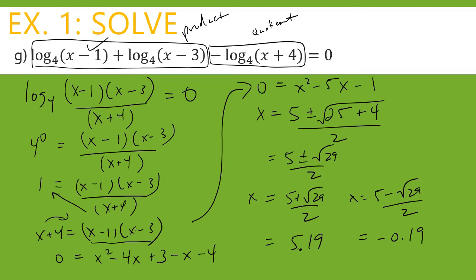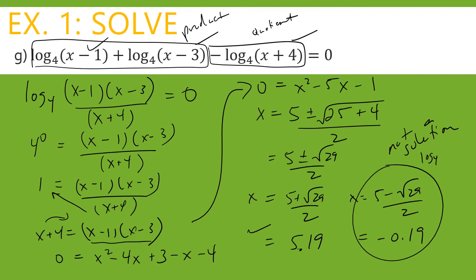5.19 works here, works here, works here. We don't get any negatives. So that works. Negative 0.19: already right off the bat in the first one, I get a negative. So not a solution. We would have log base 4 of negative 1.19, and that would make us sad because we can't take the log of a negative number.